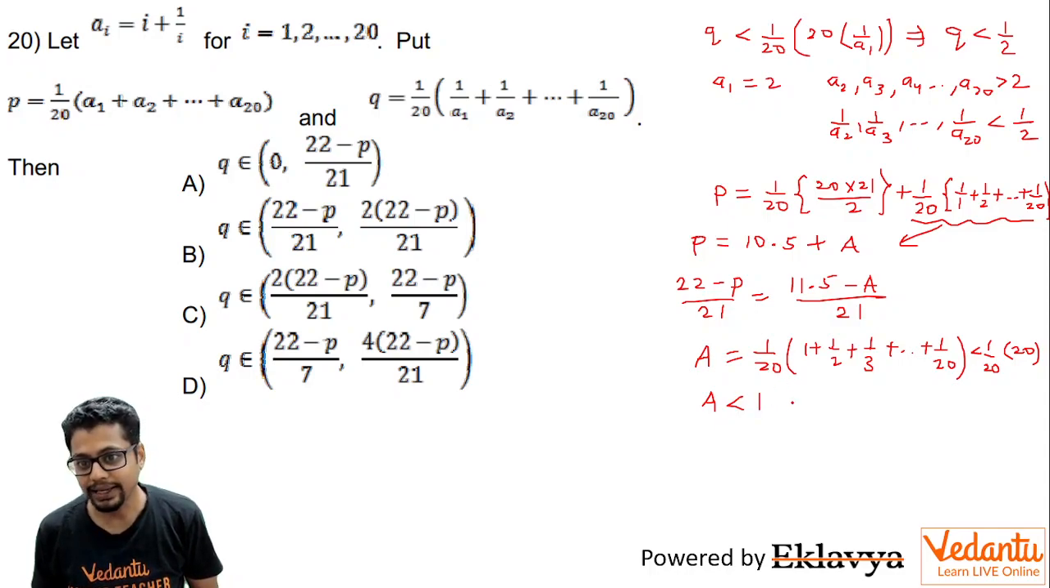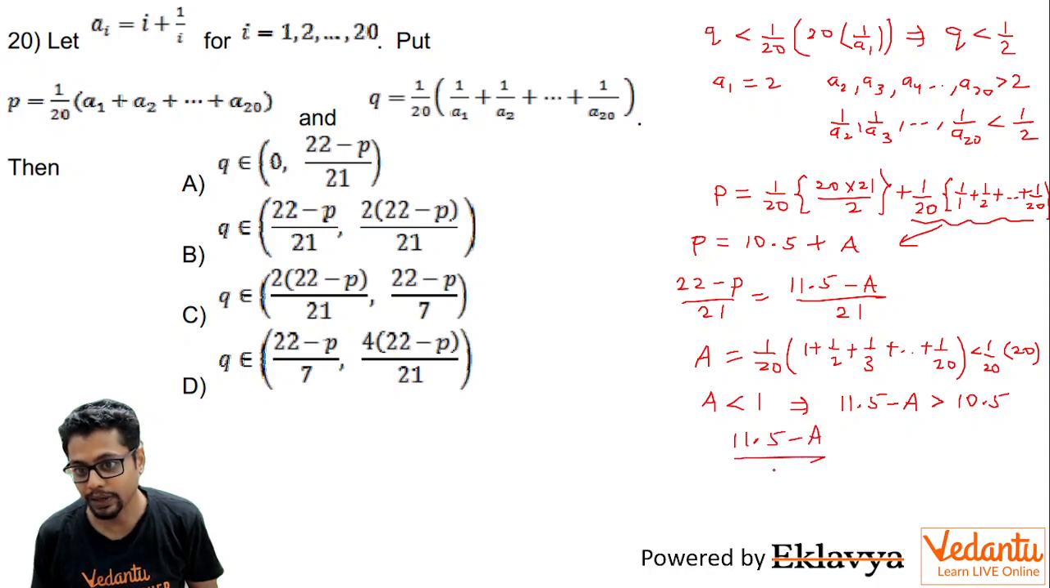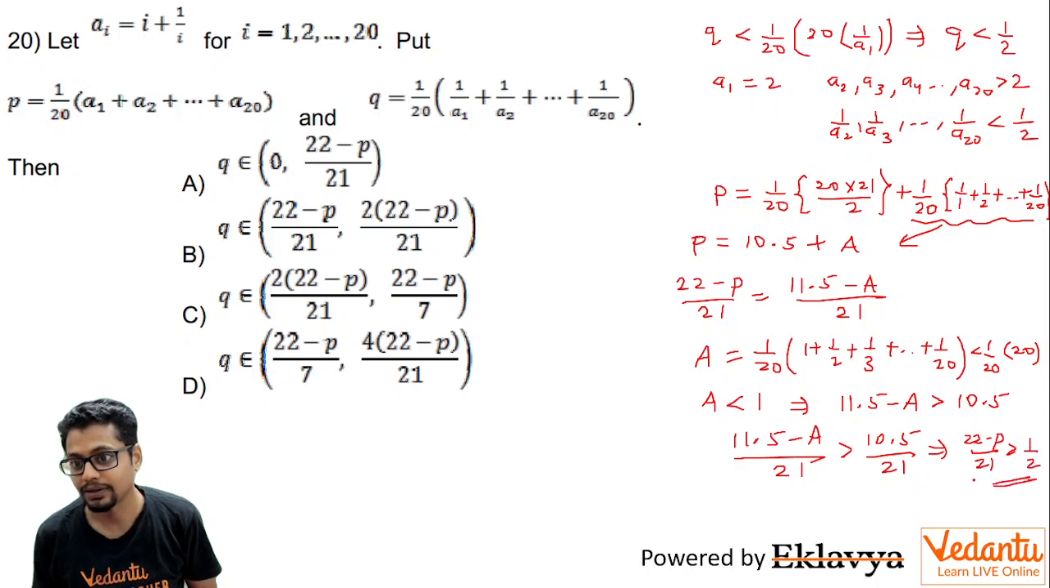So if A is less than 1, I can say 11.5 minus A is definitely greater than 11.5 minus 1, which is 10.5. So 11.5 minus A by 21 is definitely greater than 10.5 by 21. That means this expression, 22 minus P by 21, is effectively greater than half.